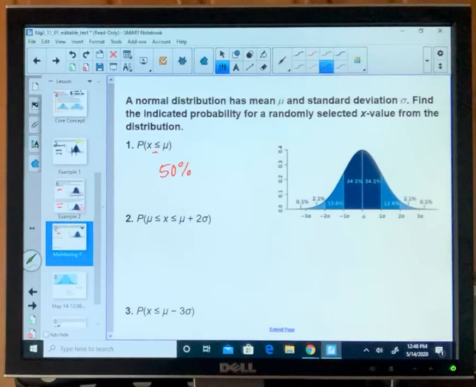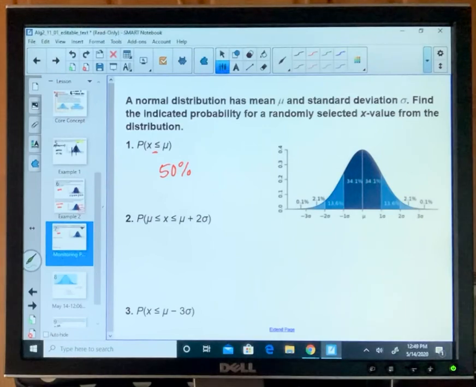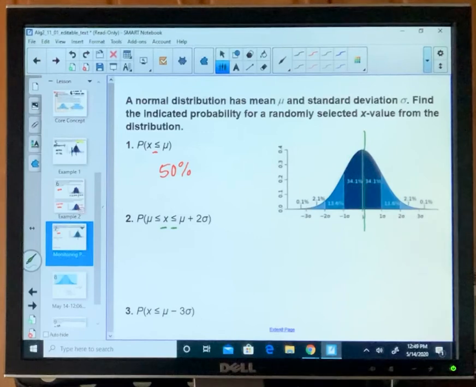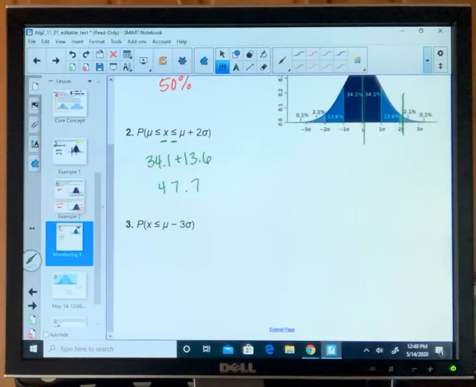Okay, second one, I'm going to erase this line again. I'm going to switch over to green, just because I think doing different colors might help. So now this one says X has to be greater than mu, so I'm going to put my line at mu, but less than or equal to positive 2. So all I would do is add up those numbers. That's 34.1 plus 13.6, and I get 47.7%.